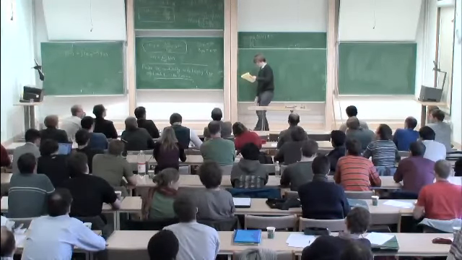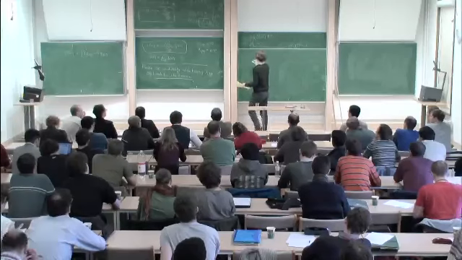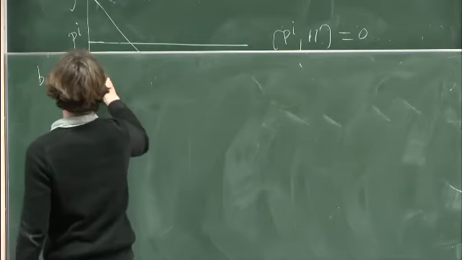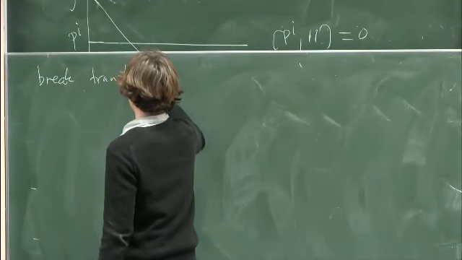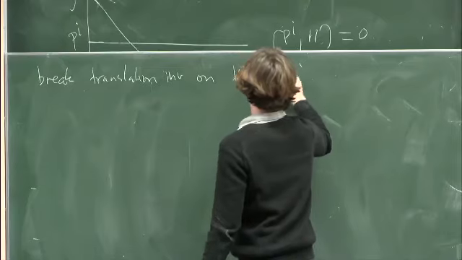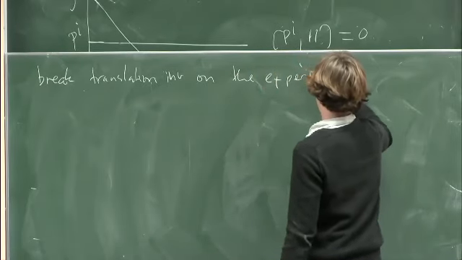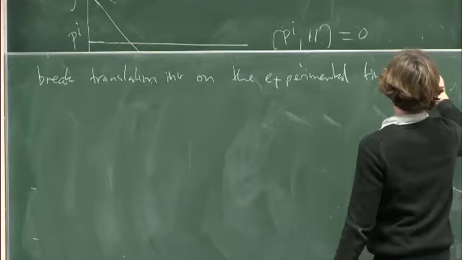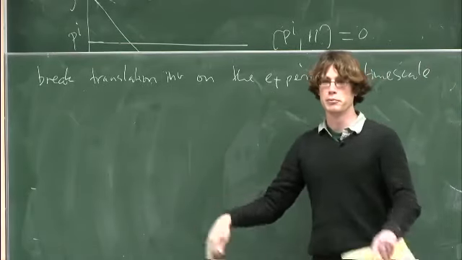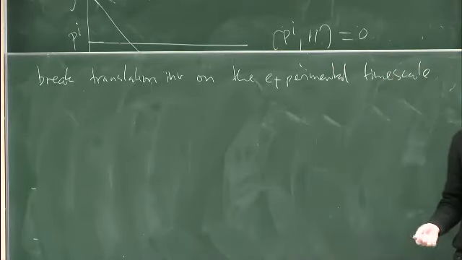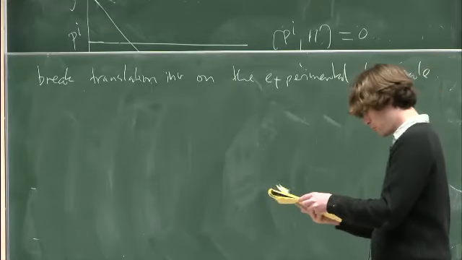Well, I don't know. Maybe it is, maybe it isn't. That should be irrelevant. So what we really need to do is break translation invariance on the experimental time scale. What that means is we have to be able to dump the momentum somewhere, and it better not come back until after we've done our measurement. So we need to dump the momentum.